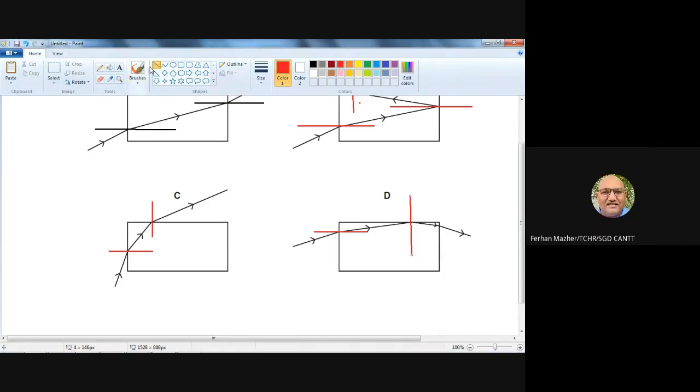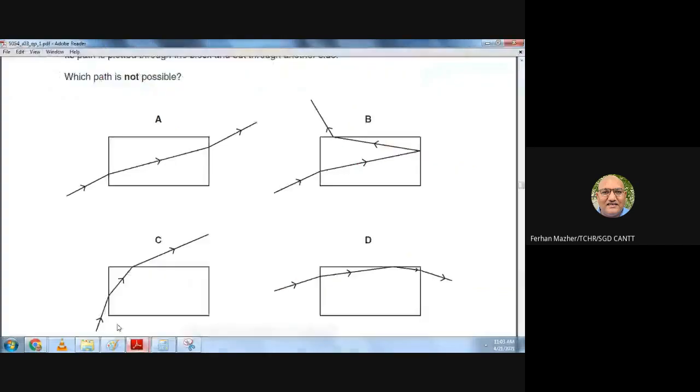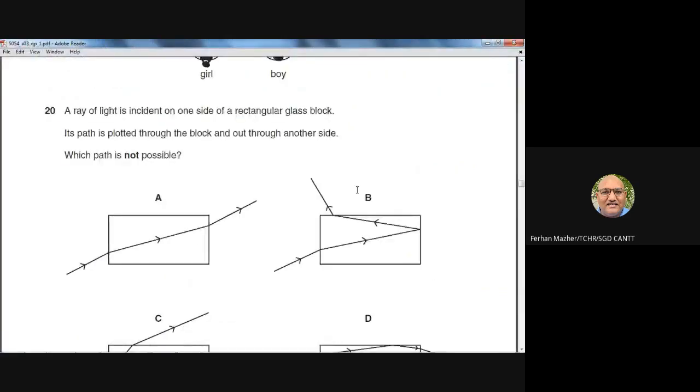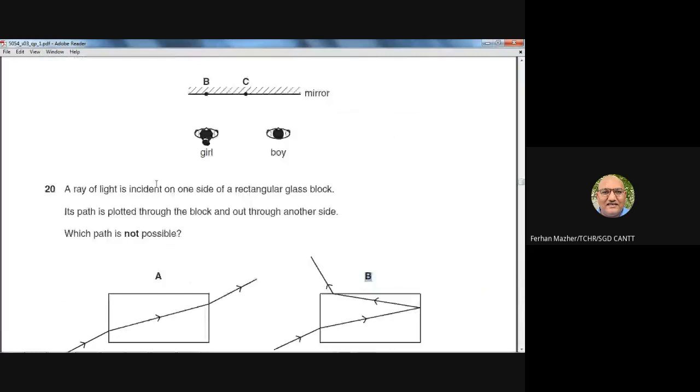Okay, now again, here the light has gone out. So let me put a normal here. This angle of incidence is quite small, so the light should emerge. It's less than the critical angle, so light should go out. So D has no problems. Only the B figure has the problem, and we were looking for the ray which has a problem. Which ray path is not possible? So B is not possible. That was question number 20.